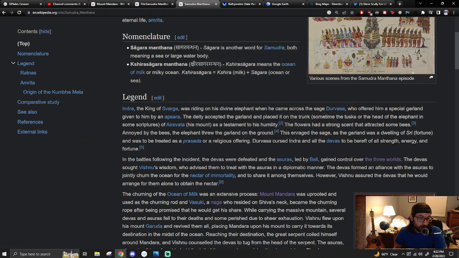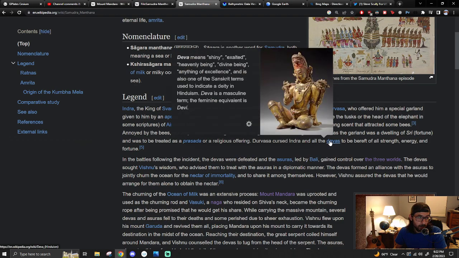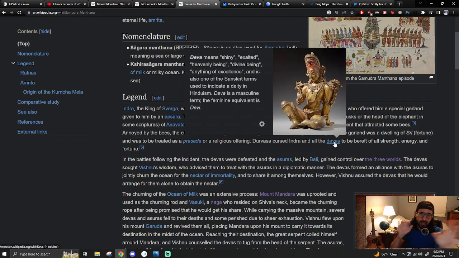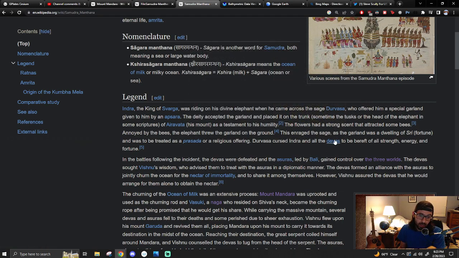Durvasa cursed Indra and all the devas. Deva means shiny, exalted, heavenly being, divine being, anything of excellence. So probably like gods, that's how I interpret it, I guess. Maybe, basically it seems like there's two groups, in the same way as today, there's a balance where there is a group that is seen as the devas and a group that is seen as the asuras. Asuras. Okay.